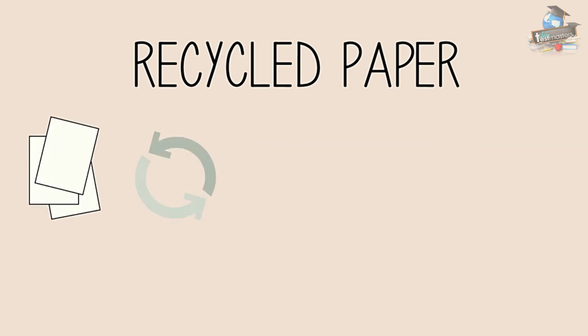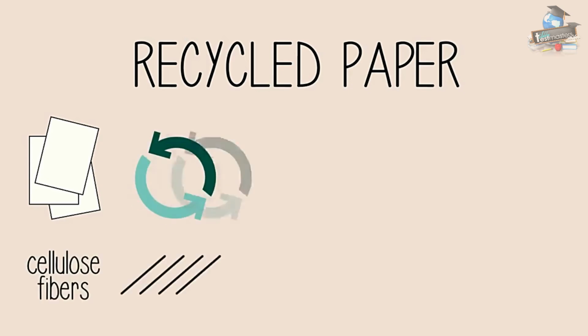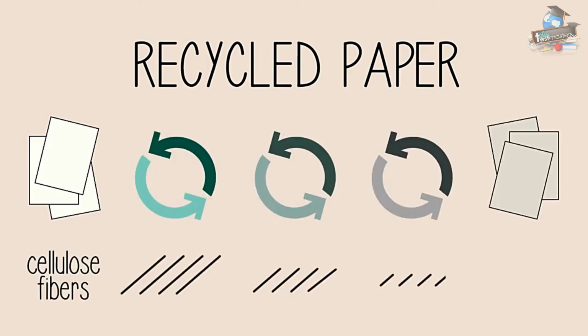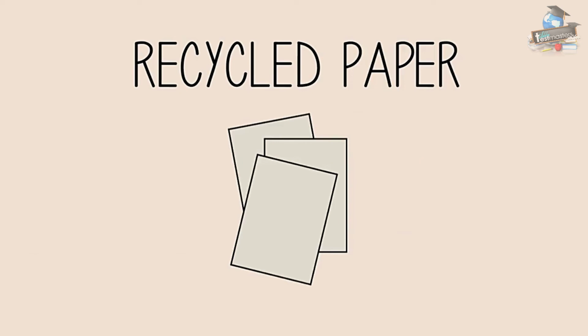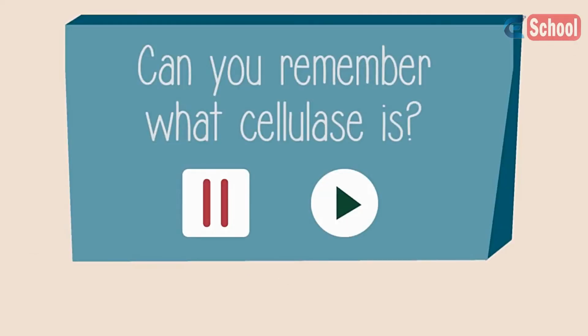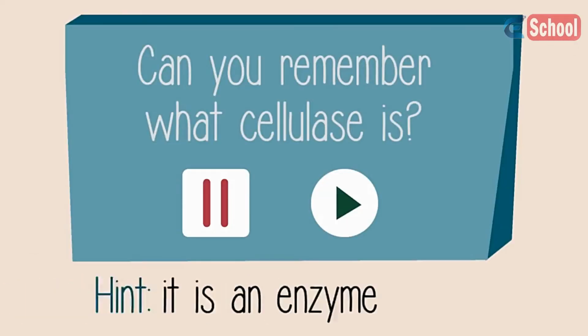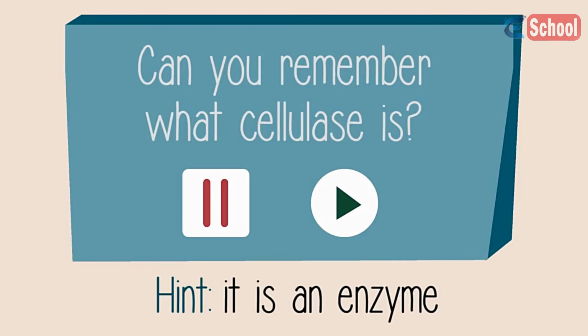Each time a paper product is recycled, the cellulose fibers become shorter, thereby rendering the recycled paper product a little bit less useful than the original. However, this can be used for another purpose. Can you remember what cellulase is? Hint, it is an enzyme. Please pause the lesson to think about this and resume when you are ready.